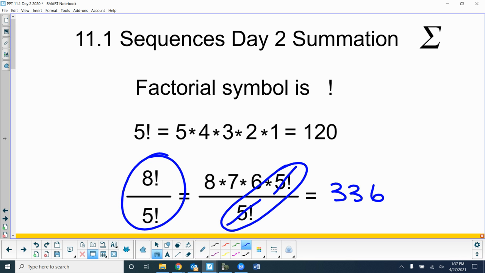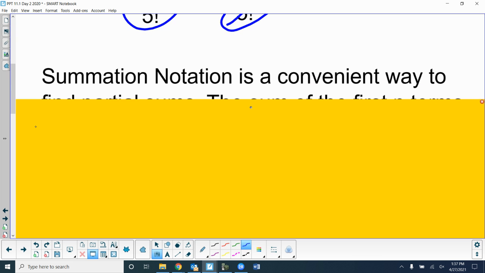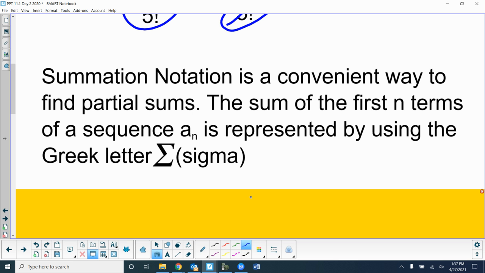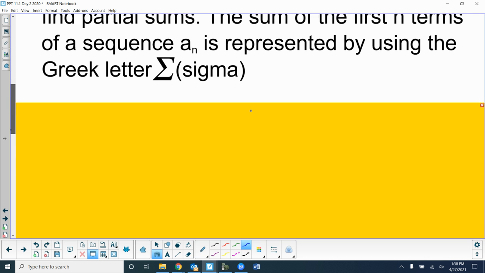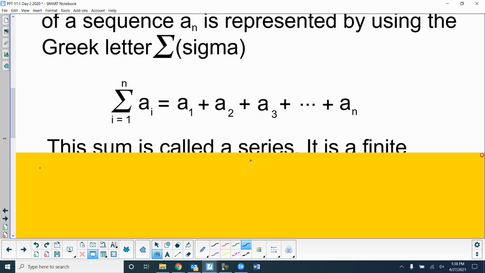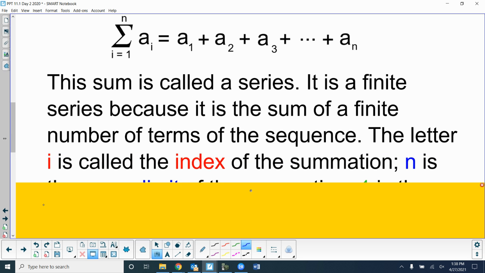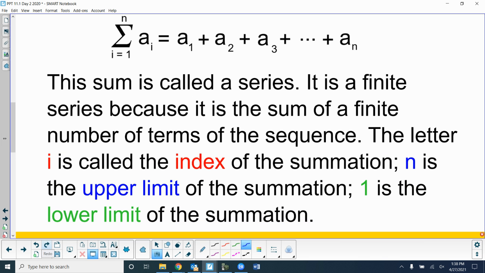All right, let's look at this summation stuff. So this is the new stuff today. All right, so summation notation is a convenient way to find partial sums. The sum of the first n terms of a sequence a sub n is represented by using the Greek letter sigma. So that fancy looking E is called sigma. And it means that we're going to add up all the terms. So we're doing the same thing we did yesterday, but the extra step is adding up all the answers we got, basically.